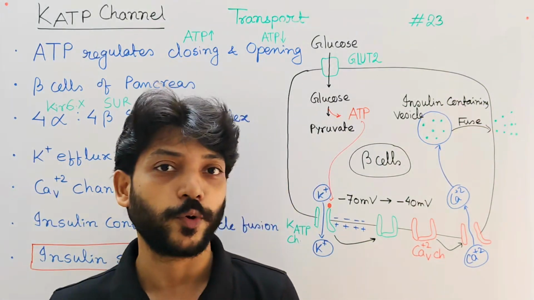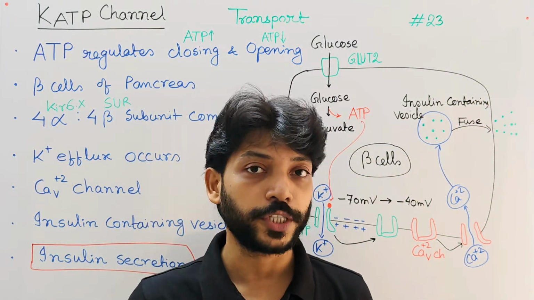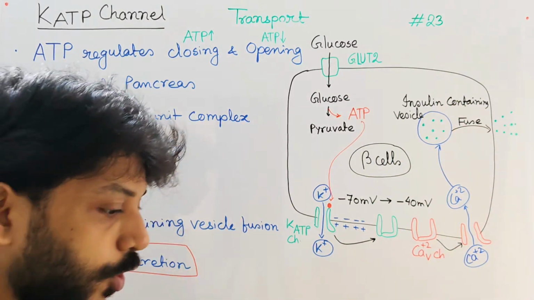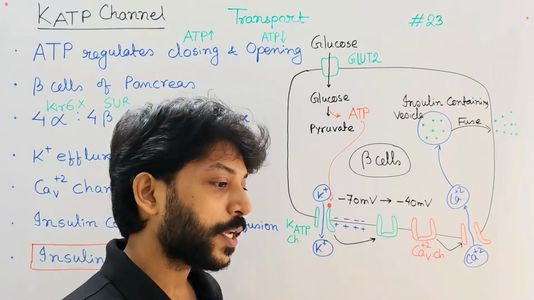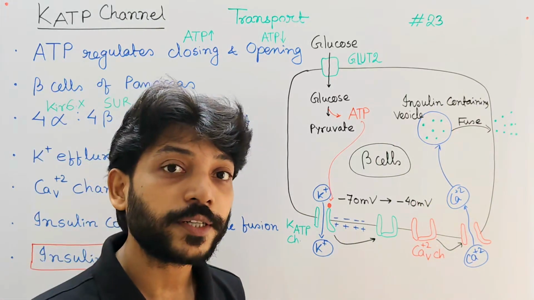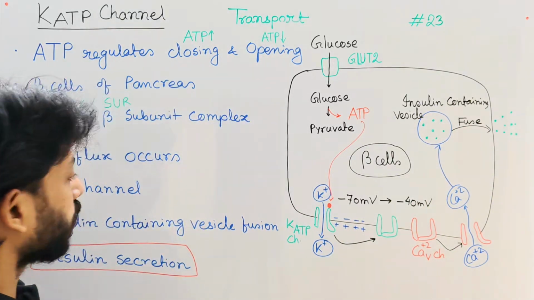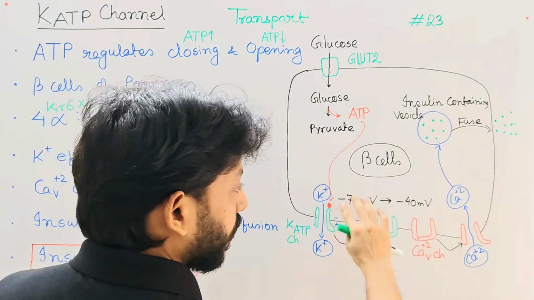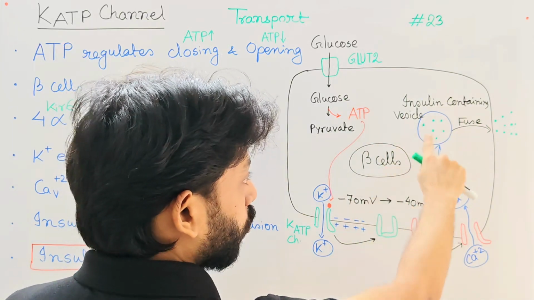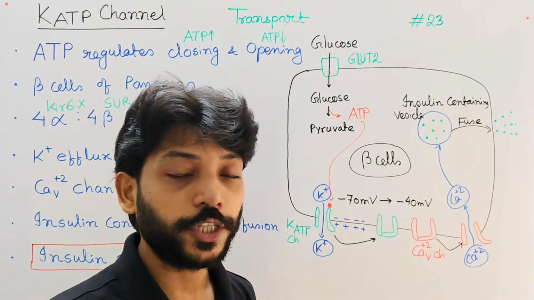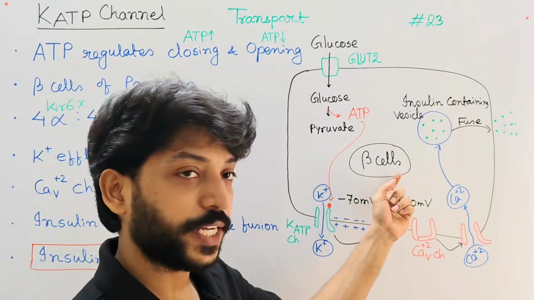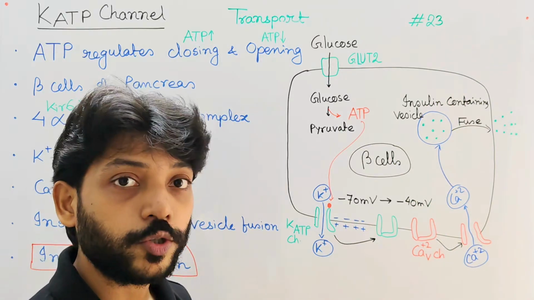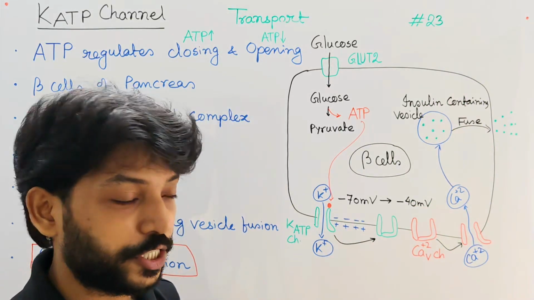Now I want to mention two important points. Loss of function mutations of either the KIR6.x or SUR1 subunits of this channel complex can cause congenital hyperinsulinism, because loss of function causes these channels to remain closed, and in that closed state, depolarization occurs and insulin secretion occurs. So a higher amount of insulin hormone will be secreted out of these beta cells, and that causes congenital hyperinsulinism. That can also cause hypoglycemia and life-threatening conditions.